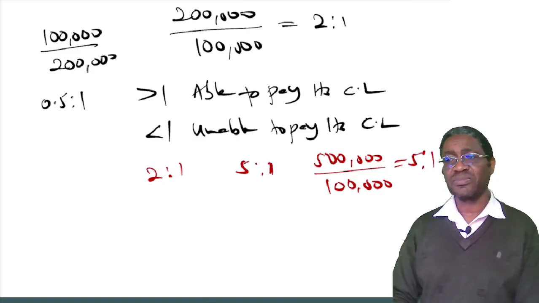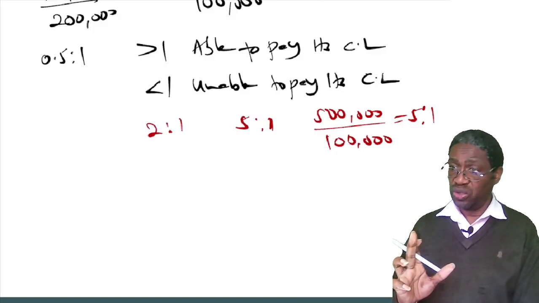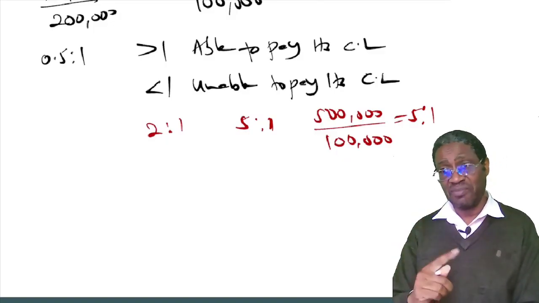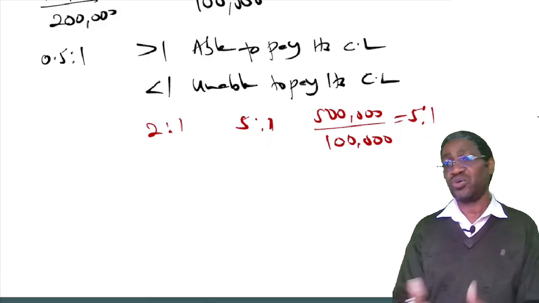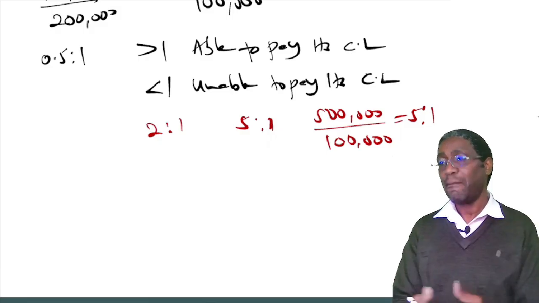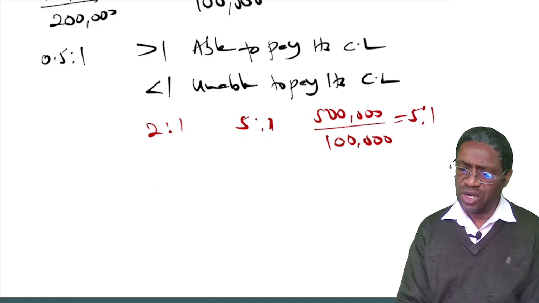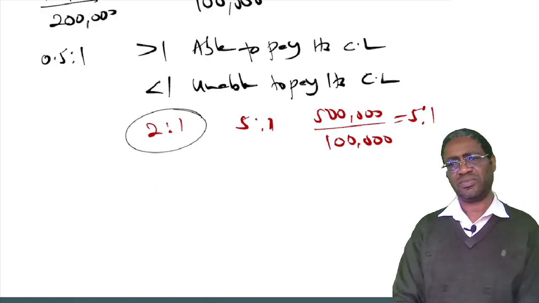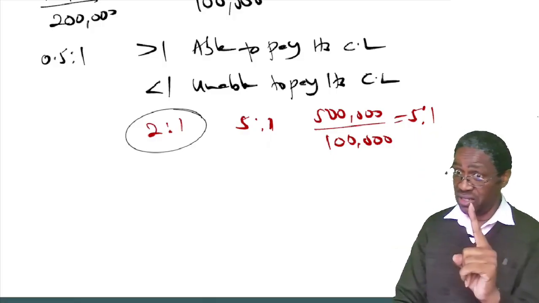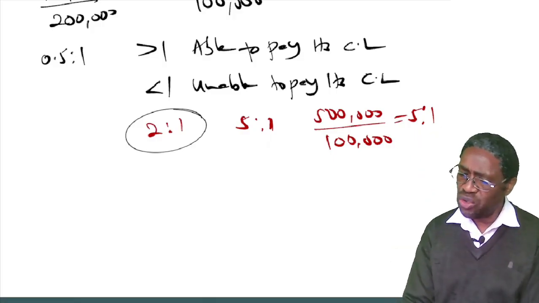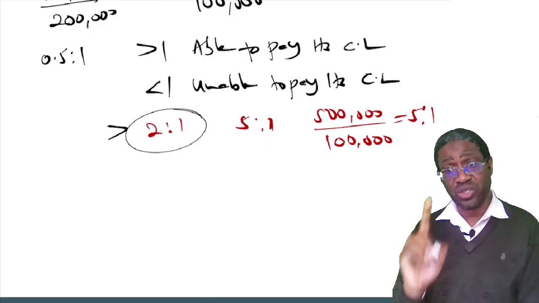Is there a problem? Listen to this now. One conclusion you will make is that you as a firm are able to pay your current liabilities. That's one conclusion, of course, because the ratio is greater than 1. But knowing that the standard or recommended ratio should be 2:1, where you get a ratio greater than 2:1, listen, any ratio greater than 2:1 means what?